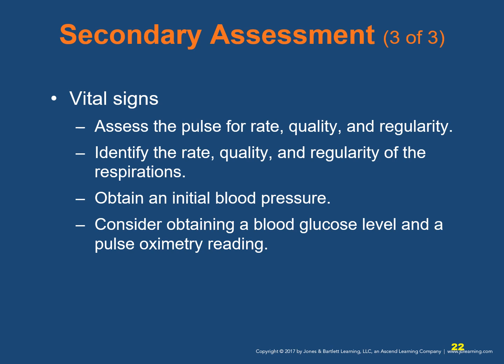Vital signs. Assess the pulse for rate, quality, and regularity at the most appropriate site. Identify the rate, quality, and regularity of the respirations and any difficulties that may be apparent. Obtain an initial blood pressure, measuring both systolic and diastolic pressures. Consider using the automatic blood pressure cuff for future assessment at regular intervals. Consider obtaining a blood glucose level and a pulse oximetry reading.